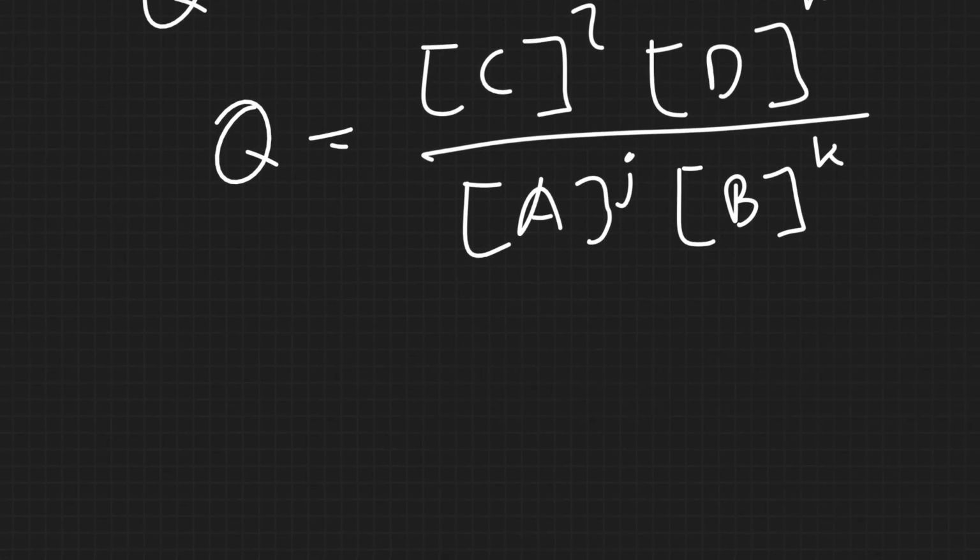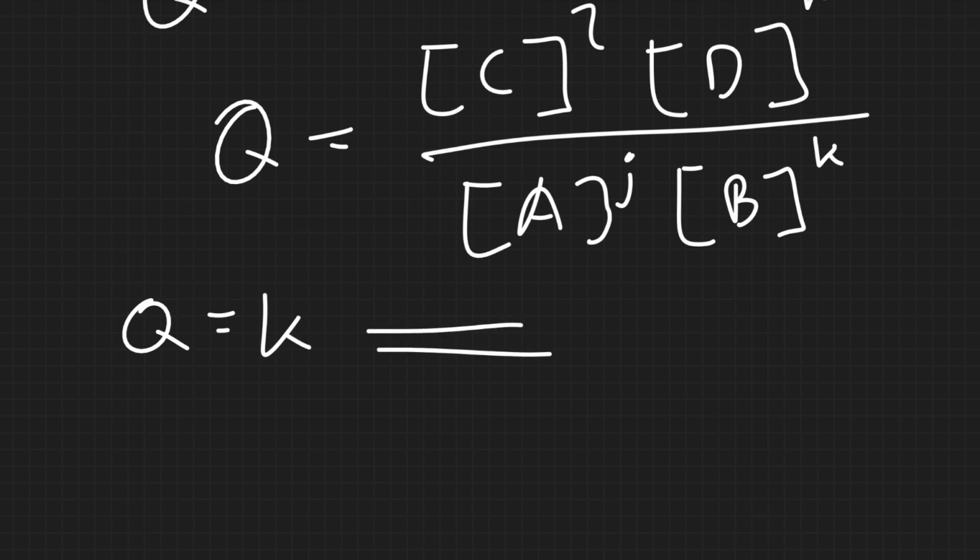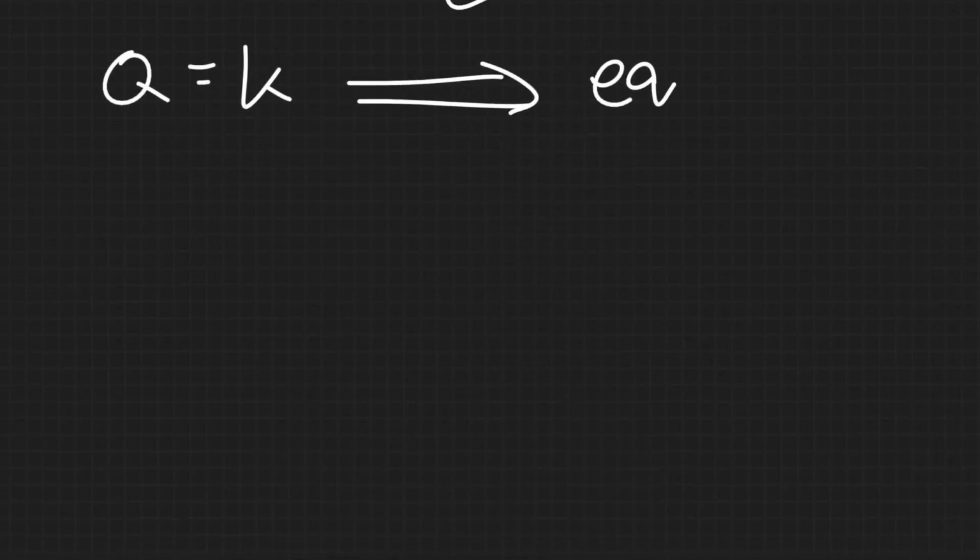Now, how do we use K to figure out if we're at equilibrium? Well, if Q is equal to K, and K is the equilibrium constant, then that essentially means that we're at equilibrium.